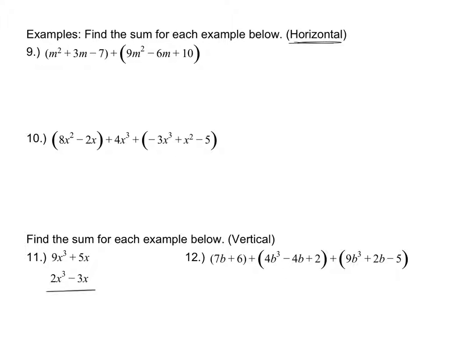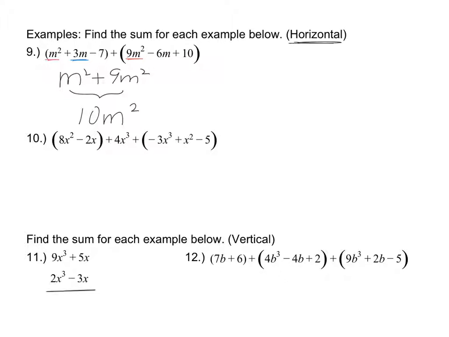So if I look at number 9, I usually look at the biggest exponent first because I want to write it in standard form. It'll make it a little easier for me. So in this case, my biggest exponent is a 2. So I have two things that have an exponent of 2. I have my m squared and I have a positive 9m squared. So I'm going to combine those two together, and that's 10m squared.